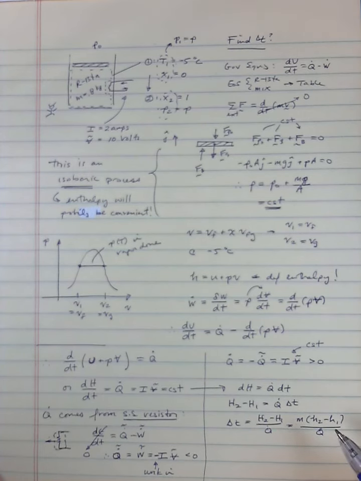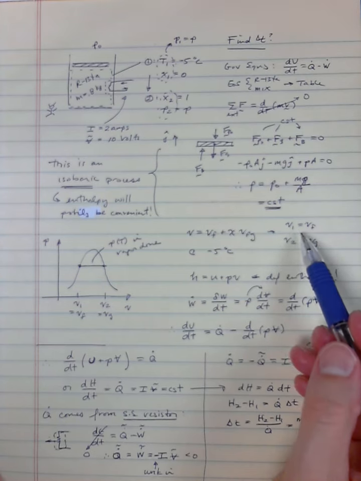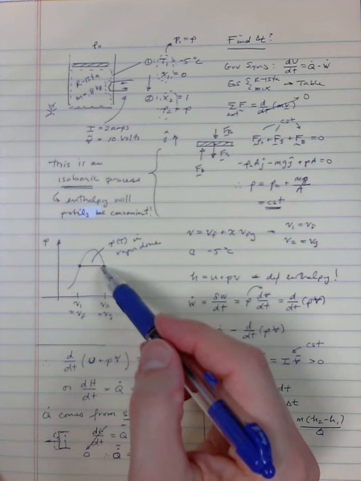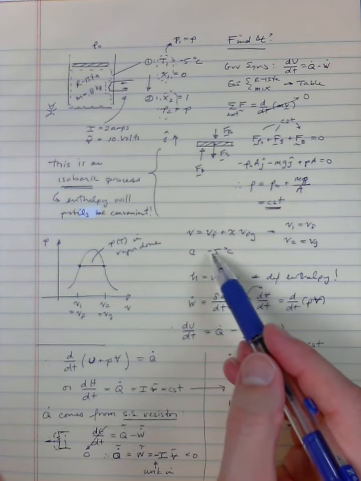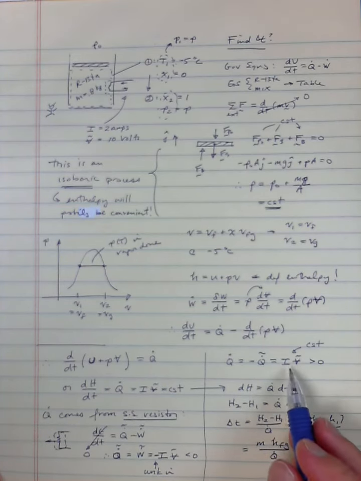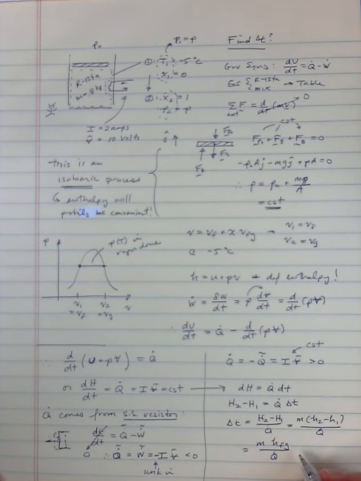And what is H2 going to be? Well, H2 is the enthalpy when I am all gas at minus 5 degrees centigrade. So that means that this is just Hg, and this is Hf. And subtracting the two gives me HFG. So M times HFG over Q dot, where Q dot is the voltage times the amperage, and the HFG here is looked up in terms of the temperature at minus 5 degrees centigrade.